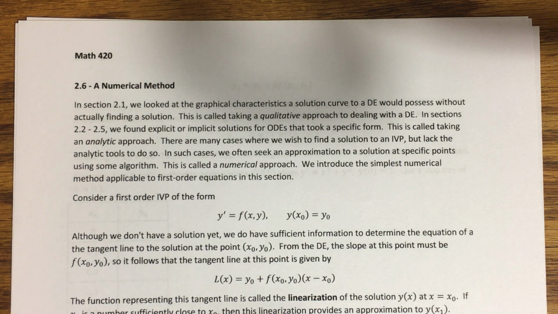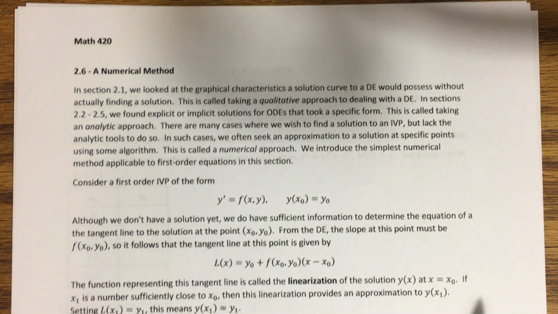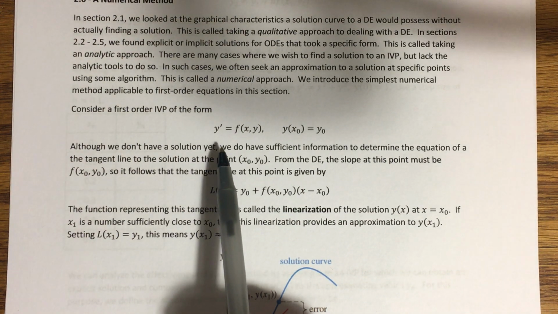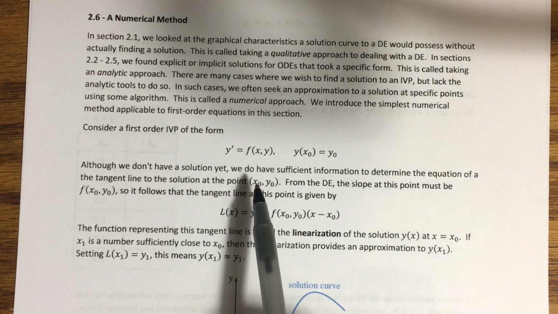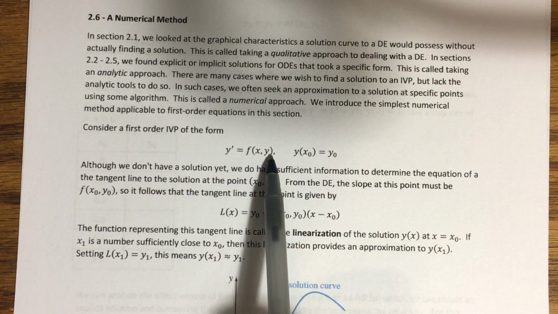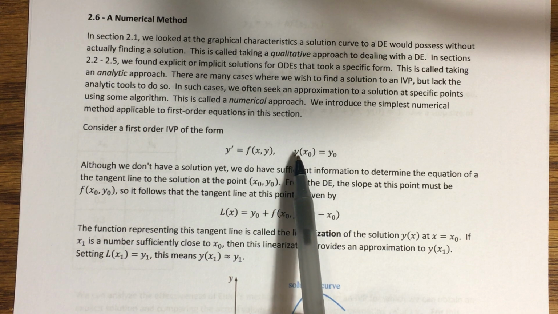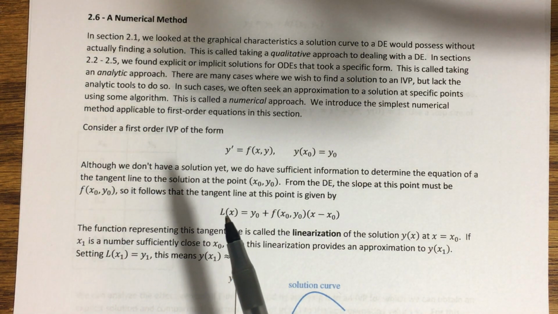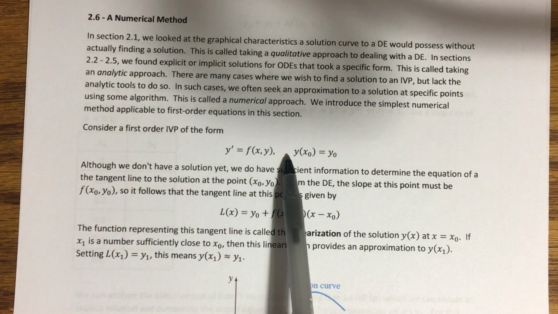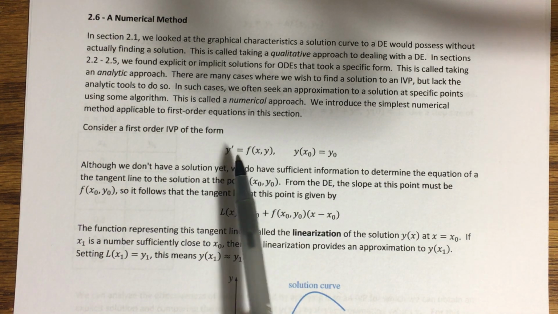Okay, so to get into this first numerical approach that we're going to talk about, let's set the stage. We're going to start by looking at an IVP that takes this form here. y prime equals f of x, y, some function of x and y, and y of x naught equals y naught. So this is a general first order IVP where the differential equation is in normal form.